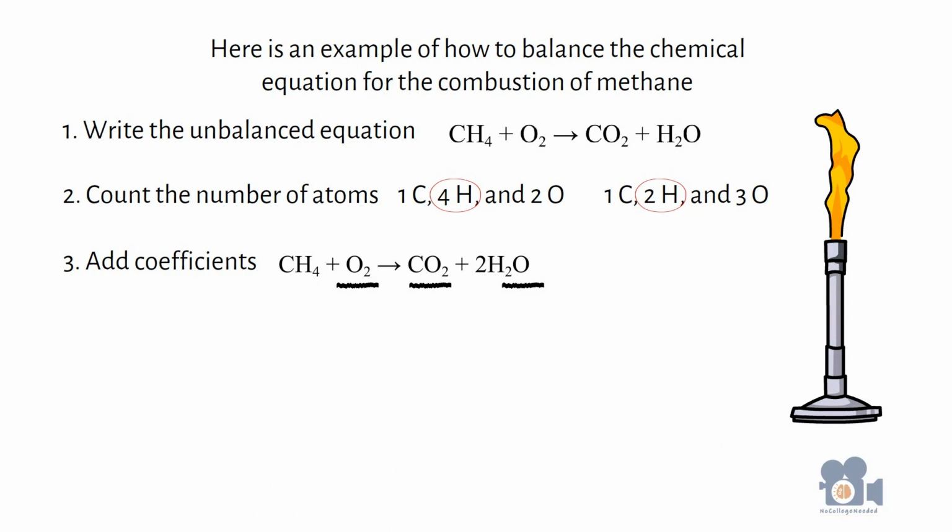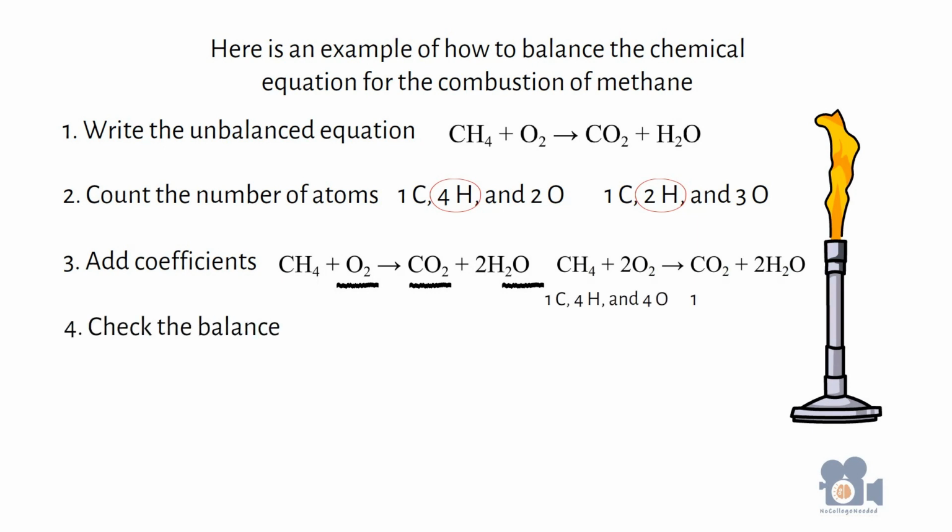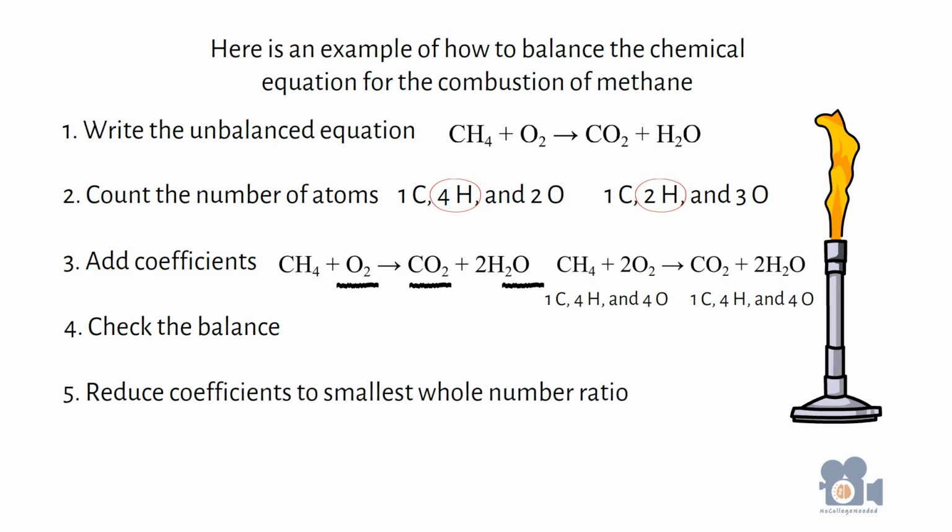To balance the oxygen, we'll add a coefficient of 2 in front of O2 to get CH4 plus 2O2 going to CO2 plus 2H2O. Number 4, we check the balance. Now we have 1 carbon atom, 4 hydrogen atoms, and 4 oxygen atoms on both sides of the equation, so it's balanced. Number 5, we'll reduce the coefficients to the smallest whole number. In this case, all the coefficients are already the smallest whole number. Hint, there's a 1 in front of the CH4 and CO2.